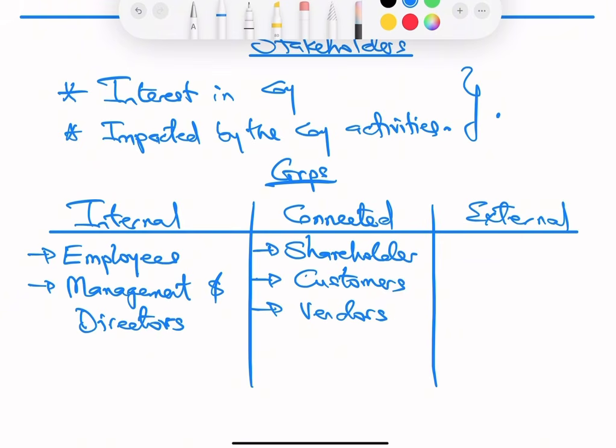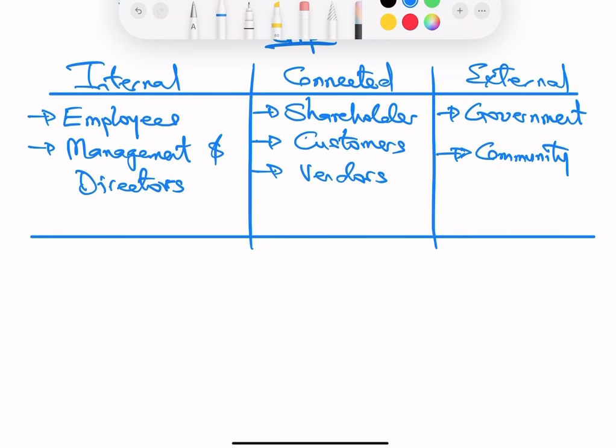And for the external, quite straightforward, those are the ones that are totally outside the company. They are not part of the company, but somehow they have interest in the company or they are impacted by the activities of the company. And the popular one is the government. Those are the guys that collect taxes. Yeah, they want to know your profit. And likewise, the community.